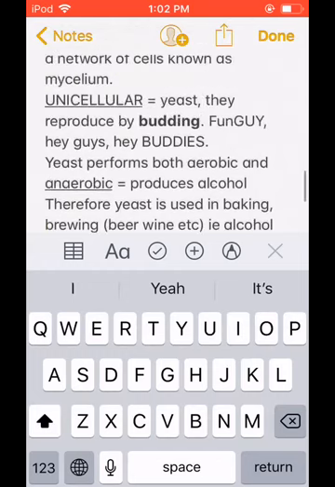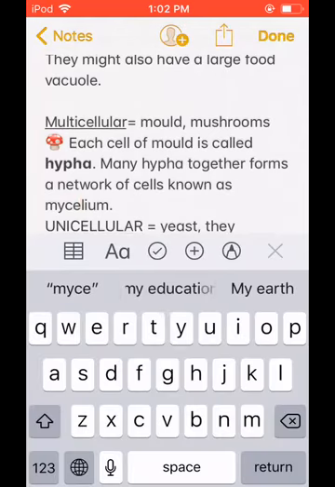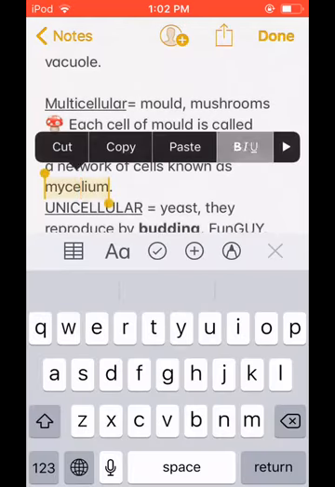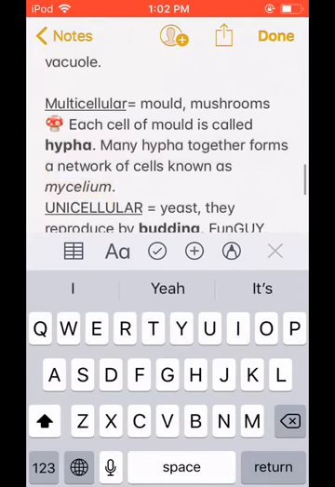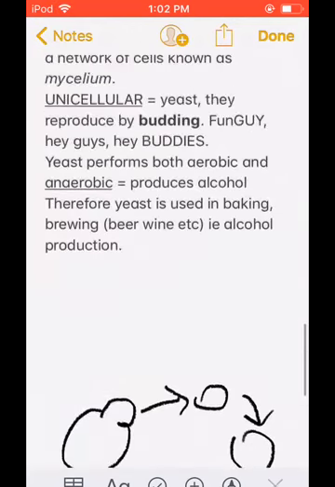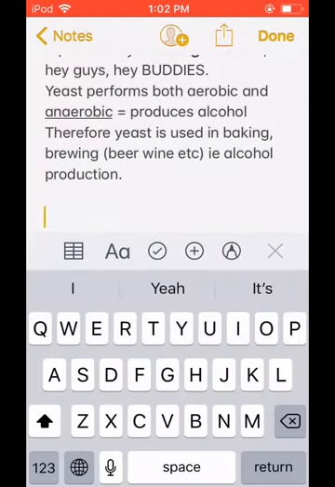I was telling you that in the structure of mold, each cell is called a hypha. Then many of them together are called a mycelium, right? Underline it: many hypha together, mycelium. And the plural form of hypha is hyphae. Okay, just underline it. I'm pretty sure you wrote it in class once.